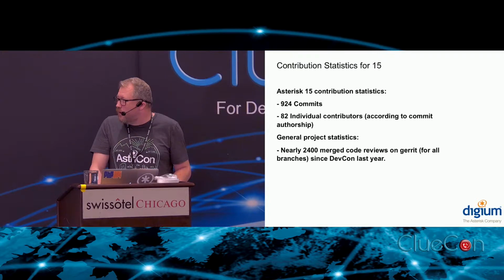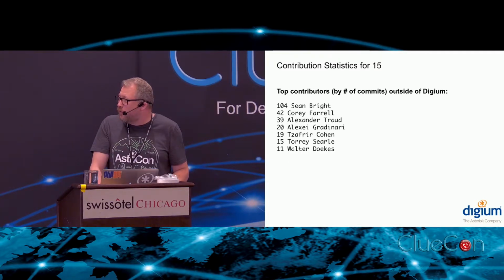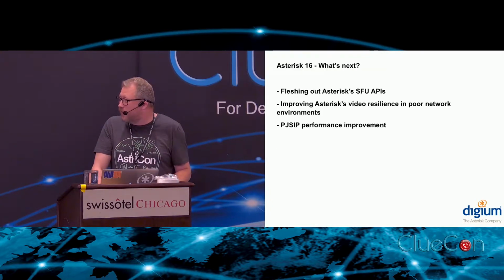And we'd like to recognise the people that contributed to Asterisk 15, and we can see there's 924 individual commits, and there's a little hall of fame for some of the people outside of Digium that contributed to that. So we'd like to recognise those folks at Astricon as well.